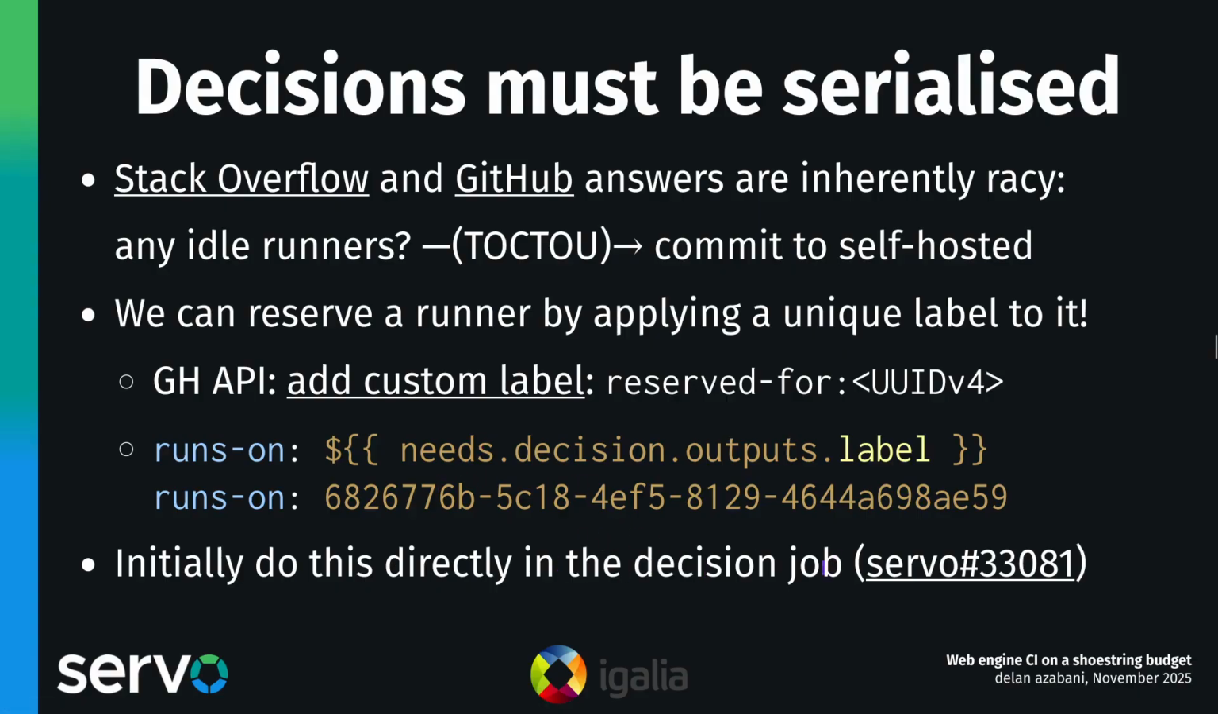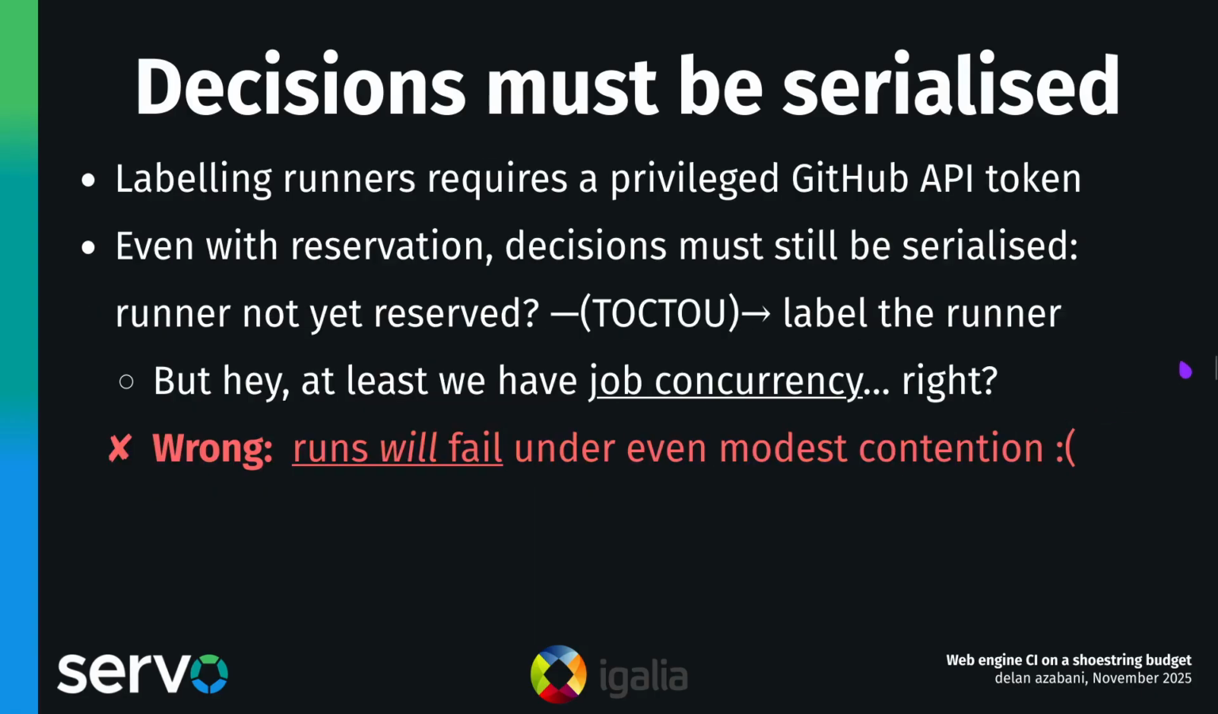And so at first, we did this inside the decision job. There are some problems with this. One of them is that now the decision job has to have a GitHub token that has permissions to manage runners and update their labels. And this is something that we'd like to avoid if possible, because we'd like our jobs to have the least privilege that they need to do their work.